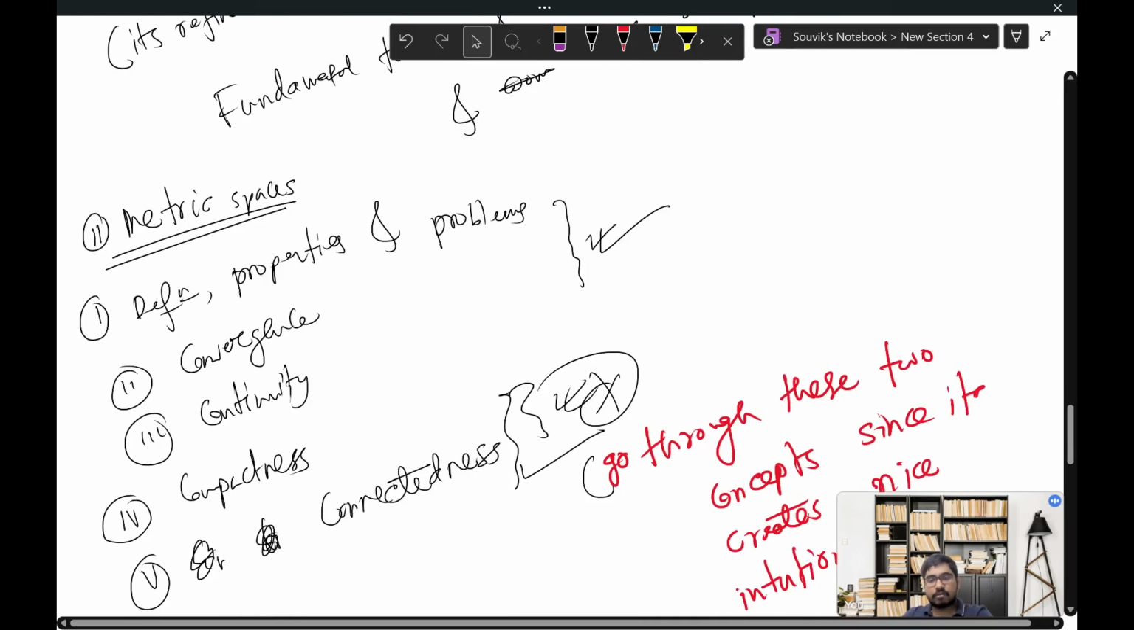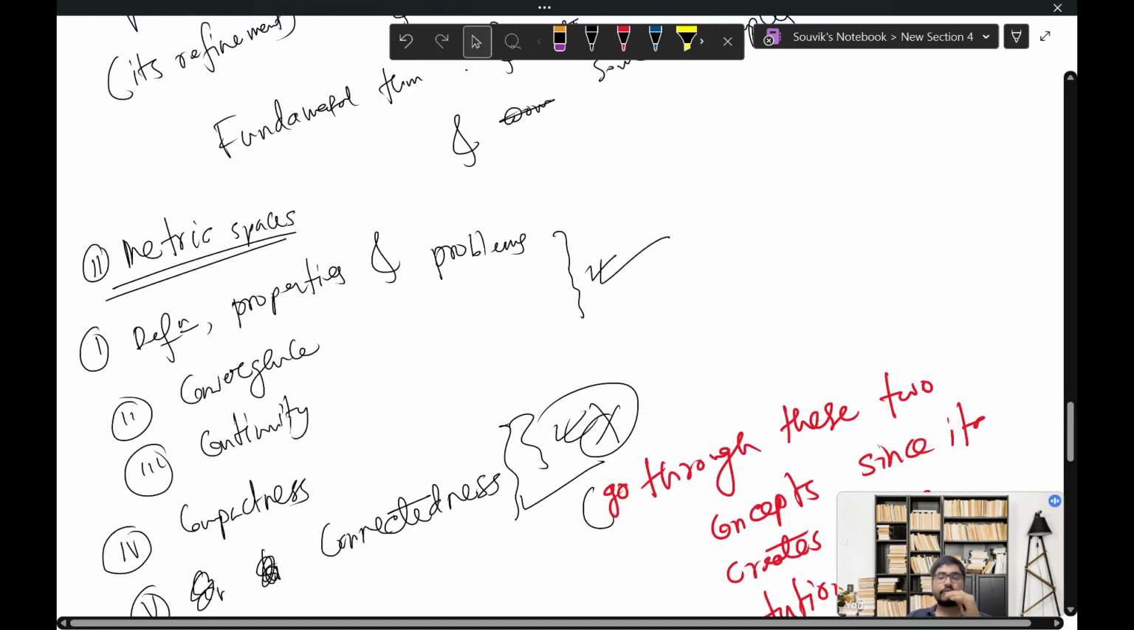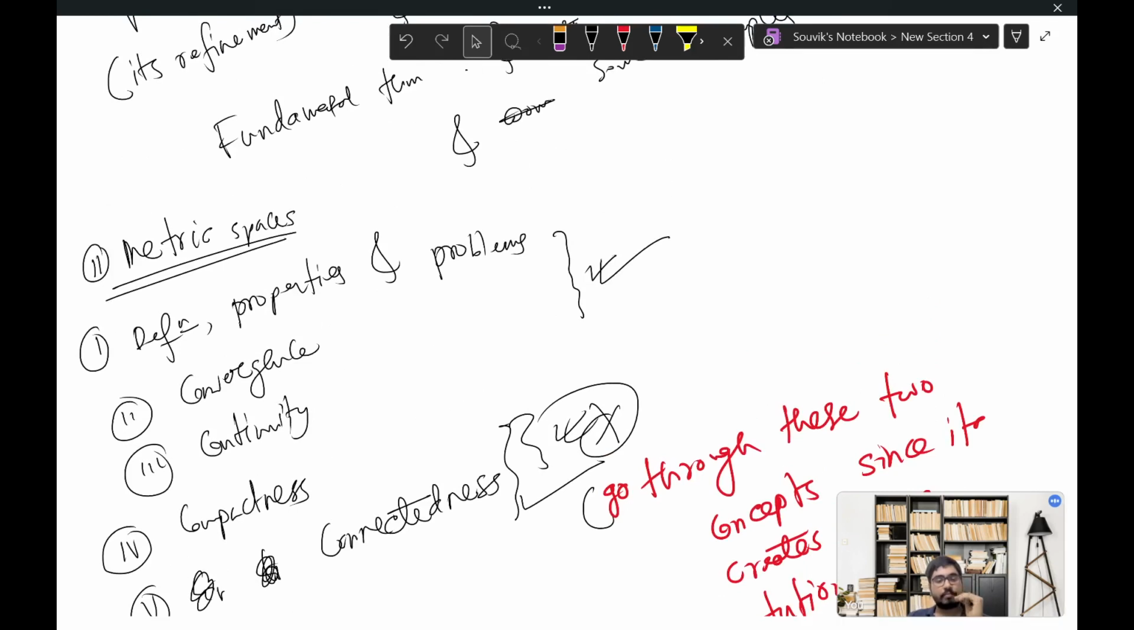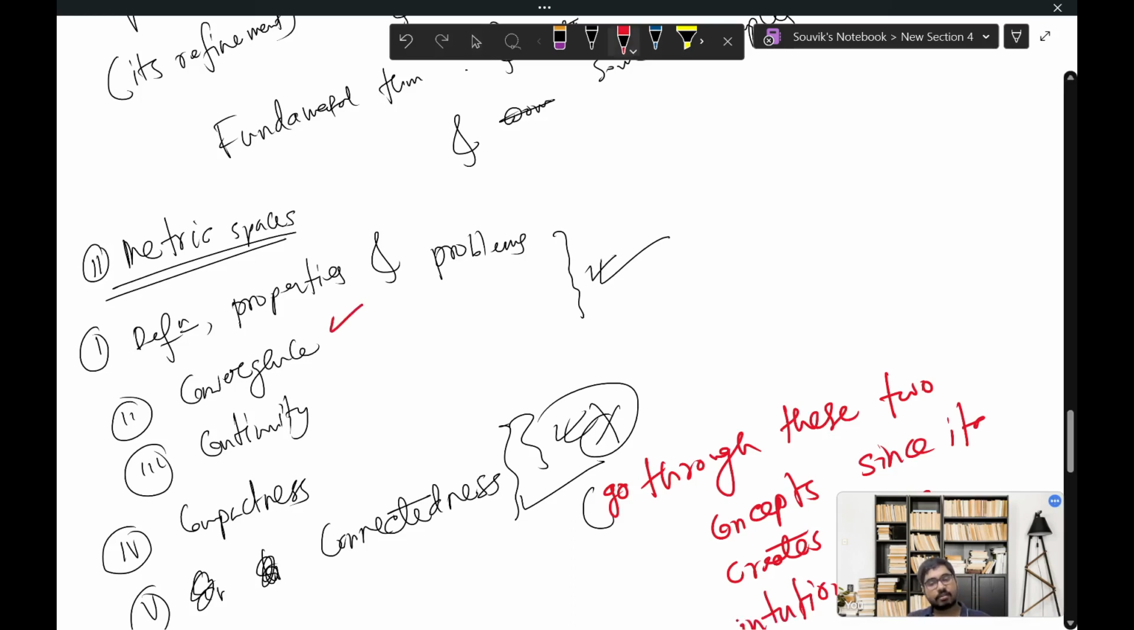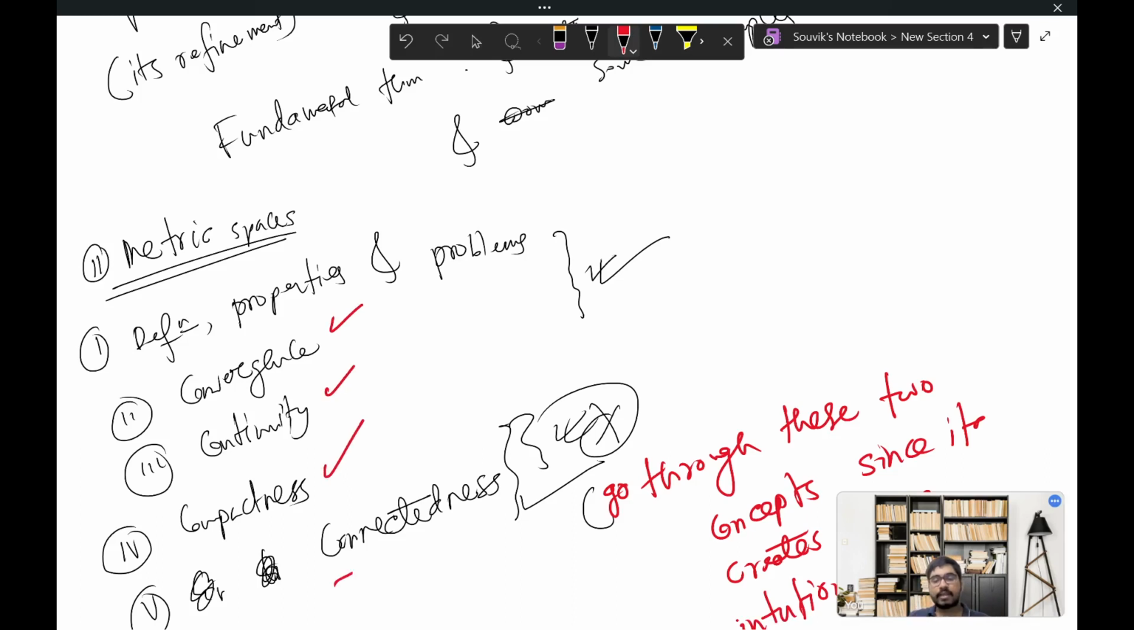Then we introduce also the concept of metric space. But first, we defined the properties of a metric space and we've done some problems. Then we introduced the concept of convergence, almost the same as in the reals, not exactly. Continue with compactness. Then we introduce the concept of connectedness. No, no, sorry. We have introduced up to continuity.